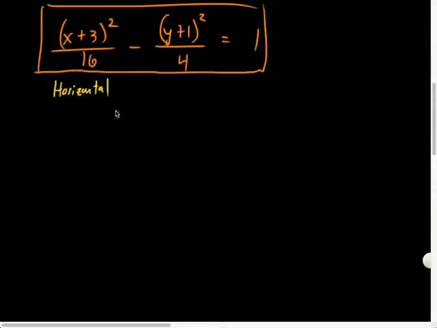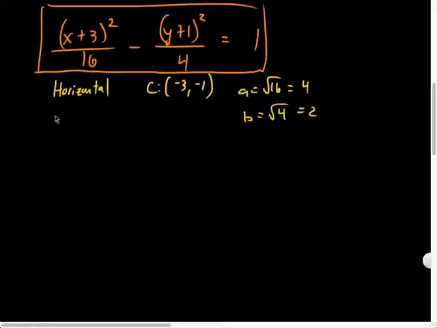The center is at -3, -1. The x-coordinate is associated with the x, and the y-coordinate is associated with the y. The value of a is going to be the square root of the positive fraction's denominator. The square root of 16 is 4. The value of b is the square root of the negative fraction's denominator, so that's 2.